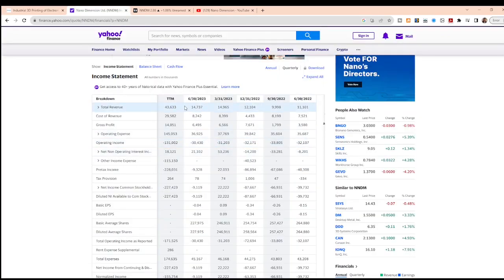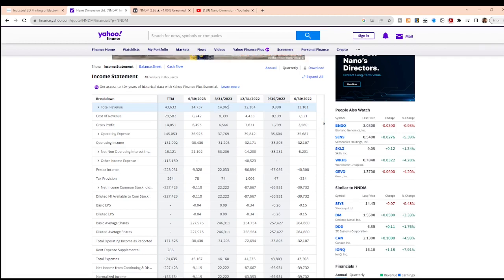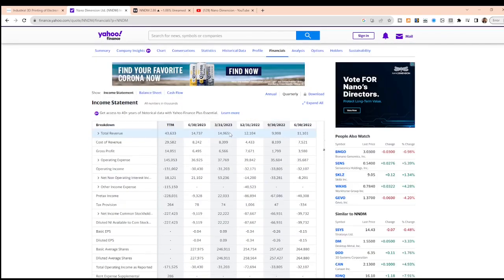And going to Yahoo Finance, we can see them with revenue figures at 14.7 million in revenue for Q2 of 2023, and then 14.9 million in Q1 of this year. And they are the highest revenue figures we have seen in the company since its inception. So I think that is a good thing.